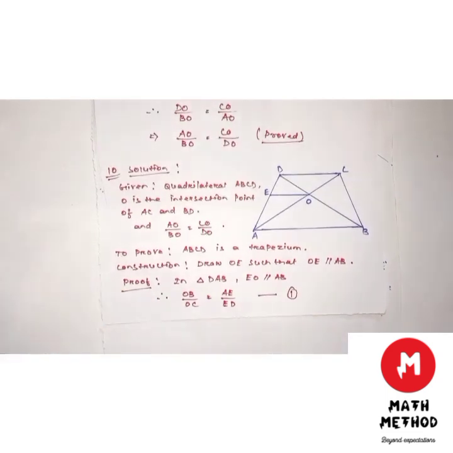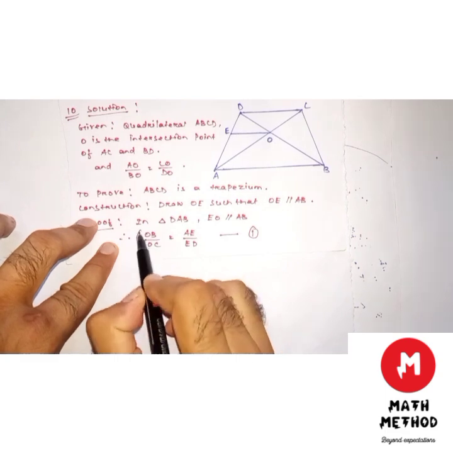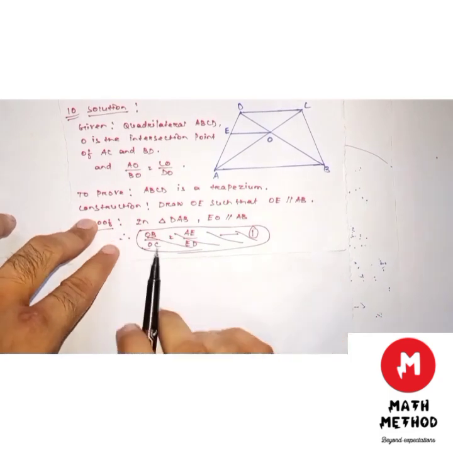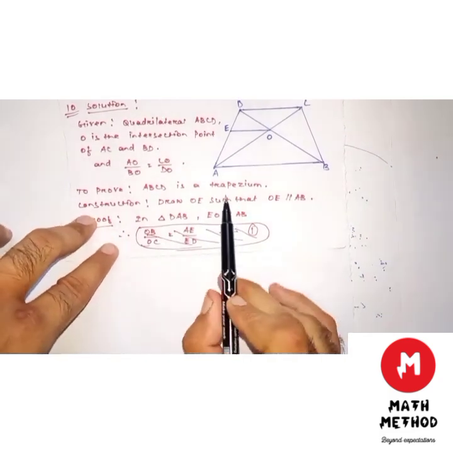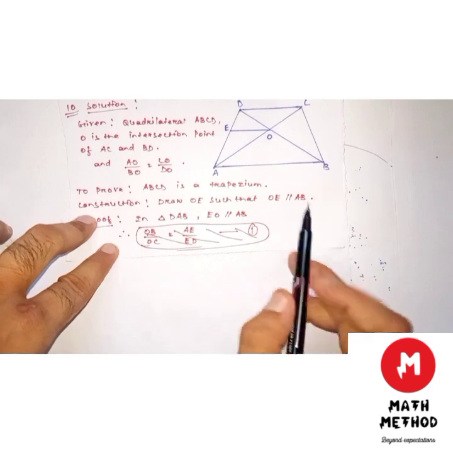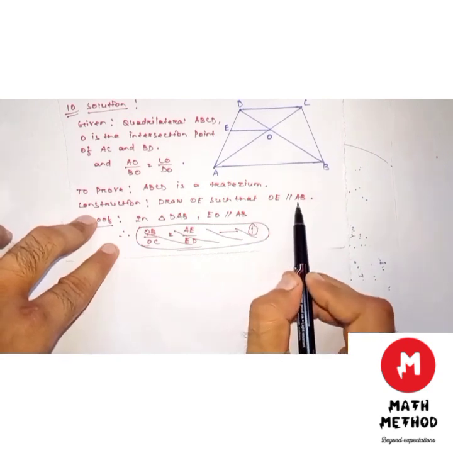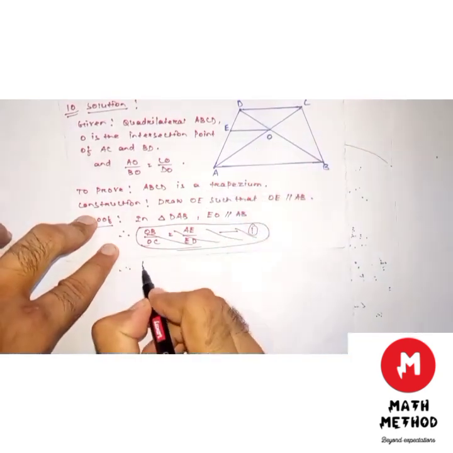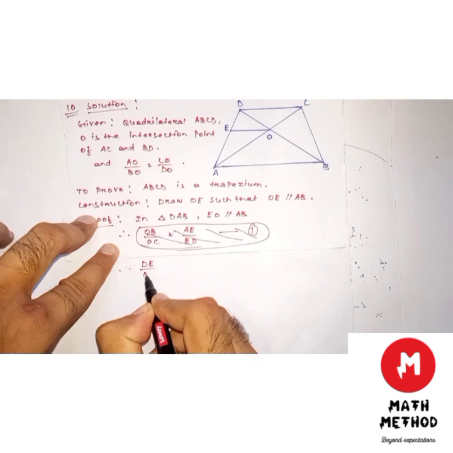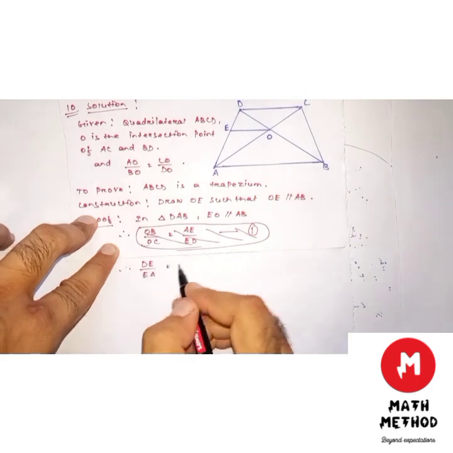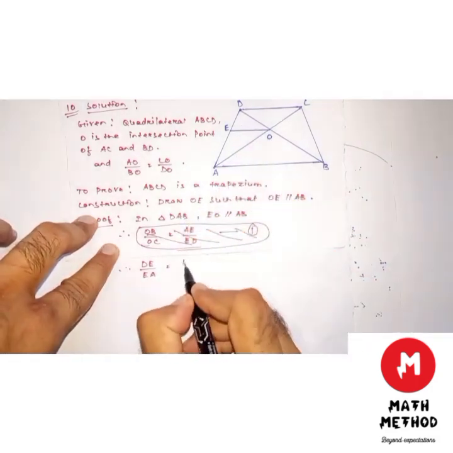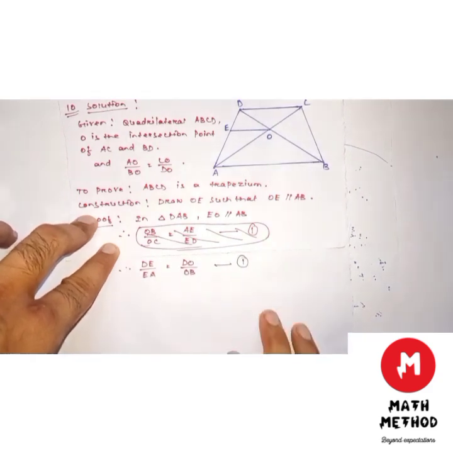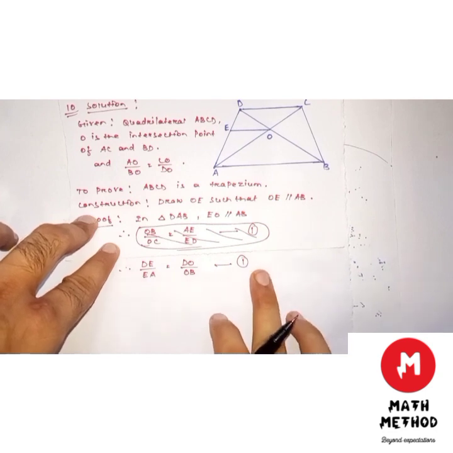Clear? Now, sorry guys, this is my mistake. I have written it wrongly. Now we will write in triangle DAB. Clear? EO or OE is parallel with AB. Therefore, DE upon EA will be equal to DO upon OB. This is our equation 1. I have written it wrongly, so pardon me.